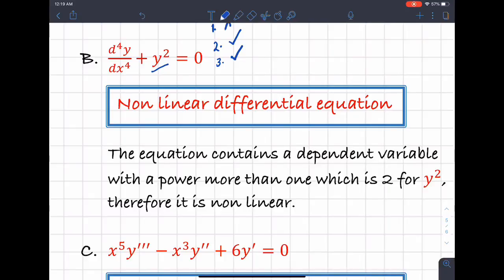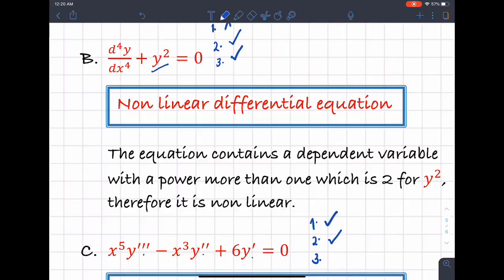How about the third differential equation? So we have x to the fifth y triple prime minus x cubed y double prime plus 6y prime equals 0. First criterion: the power of this is 1, second derivative is 1, first derivative is 1, and there is no dependent variable other than the derivative, so it is okay with our first criterion. For the second criterion, there are no transcendental functions involved in the differential equation, that would be okay.